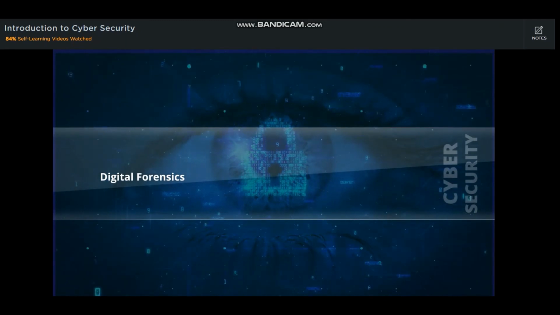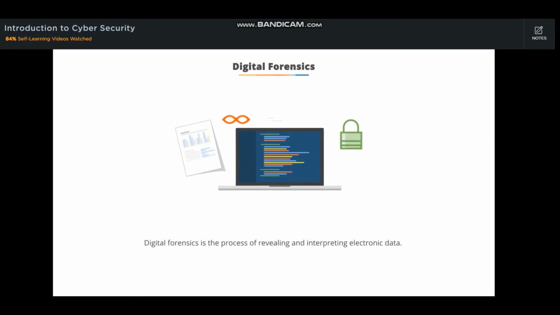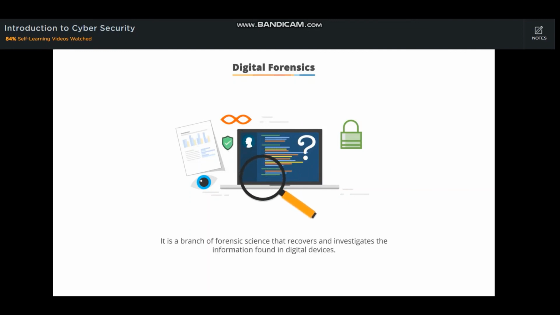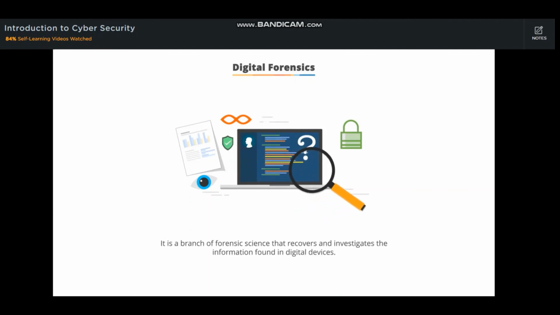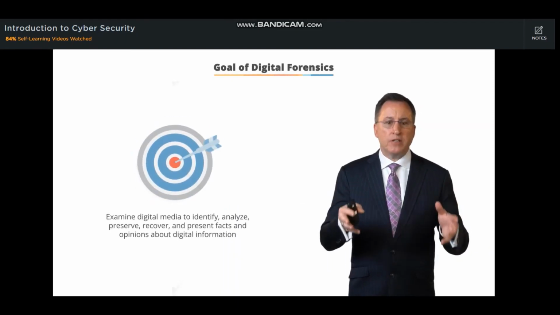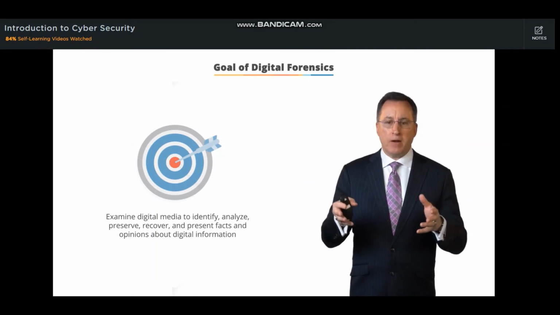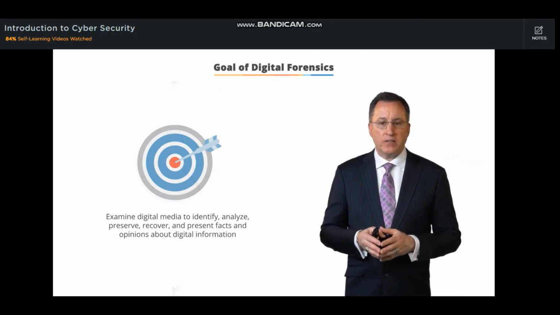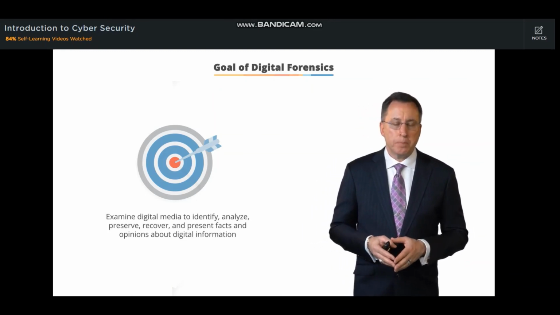Digital forensics. Digital forensics, sometimes known as digital forensic science, is a branch of forensic science encompassing the recovery and investigation of material found in digital devices, often in relation to computer crime. The goal of digital forensics is to examine digital media in a forensically sound manner with the aim of identifying, preserving, recovering, analyzing, and presenting facts and opinions about the digital information.